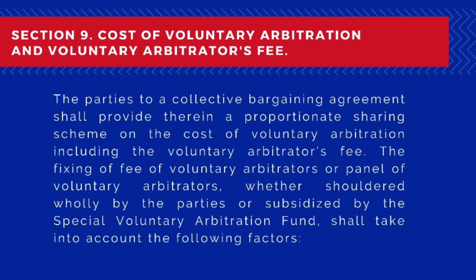Section 9. Cost of voluntary arbitration, and voluntary arbitrator's fee. The parties to a collective bargaining agreement shall provide therein a proportionate sharing scheme on the cost of voluntary arbitration, including the voluntary arbitrator's fee. The fixing of fee of voluntary arbitrators or panel of voluntary arbitrators, whether shouldered wholly by the parties, or subsidized by the Special Voluntary Arbitration Fund, shall take into account the following factors.